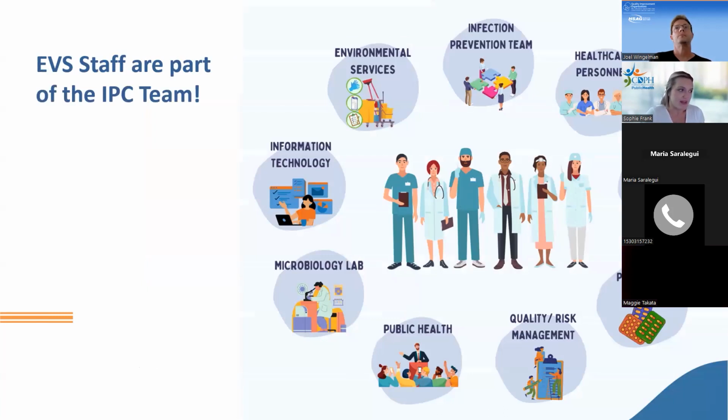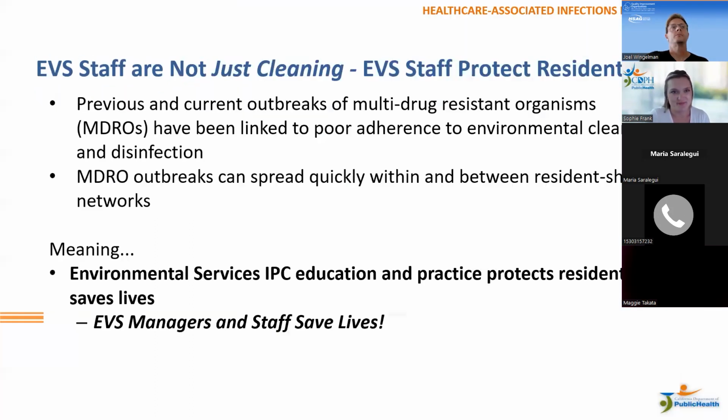So with infection prevention and control, IPC is a collaborative effort, and EVS staff are an essential part of the IPC team and can serve as the first line of defense against germs. When all healthcare workers, including environmental services staff, work together to help create a safe environment for residents, we can prevent the spread of germs and protect residents. So EVS staff are not just cleaning, they are protecting residents.